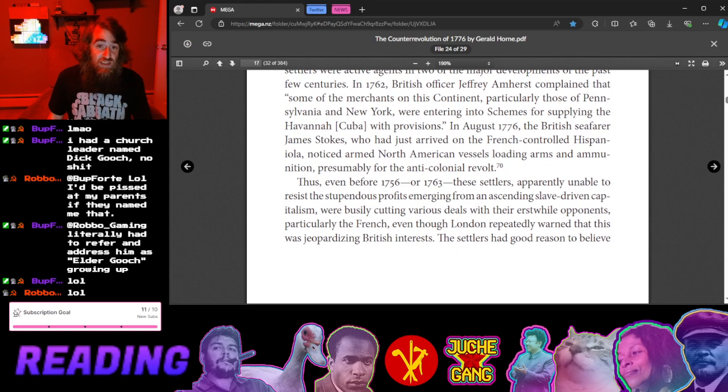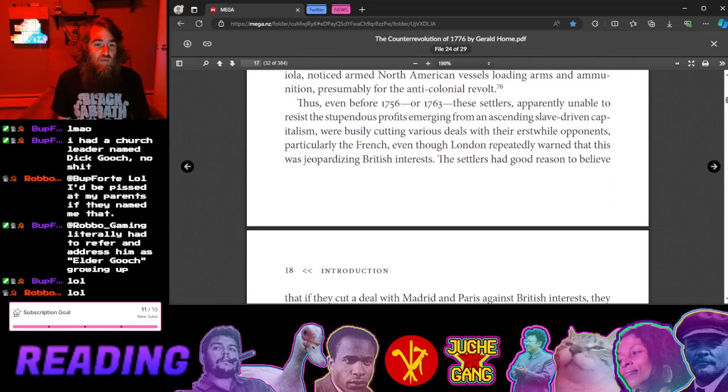In 1762, British officer Geoffrey Amherst complained that some of the merchants on this continent, particularly those of Pennsylvania and New York, were entering into schemes for supplying Havana with provisions. In August 1776, the British seafarer James Stokes had just arrived on the French controlled Hispaniola, and noticed armed North American vessels loading arms and ammunition, presumably for the anti-colonial revolt.